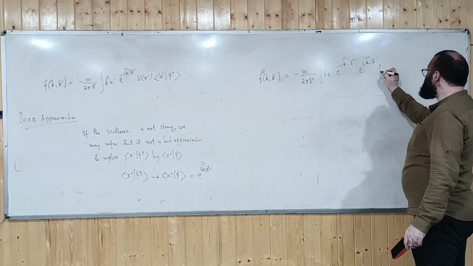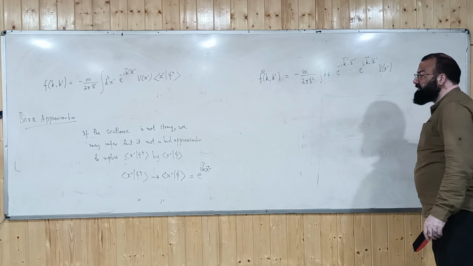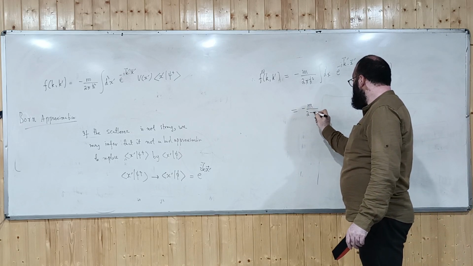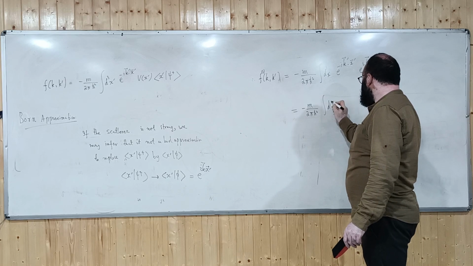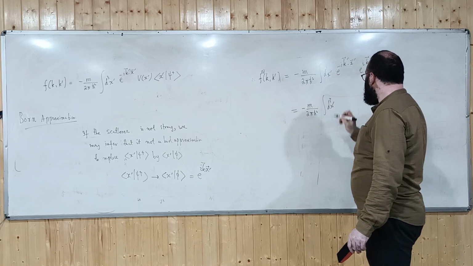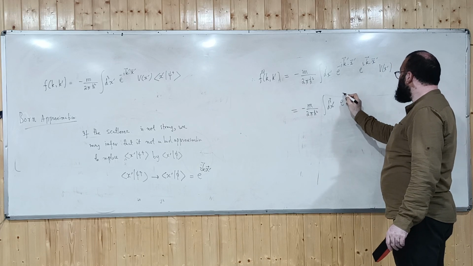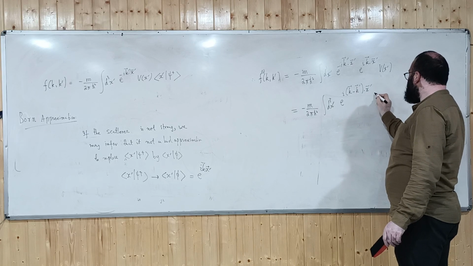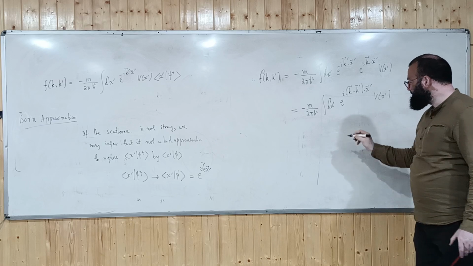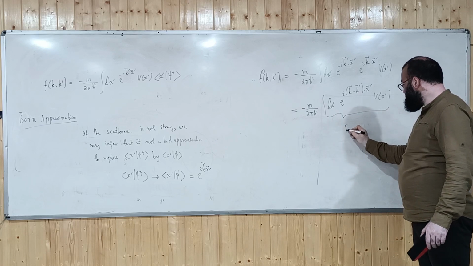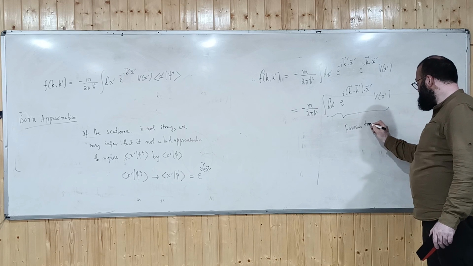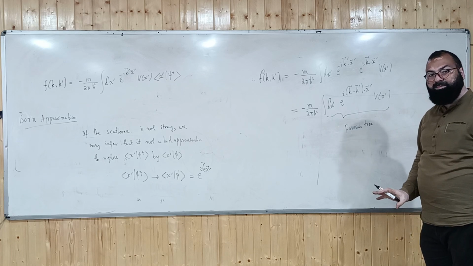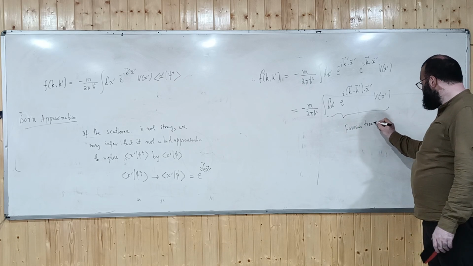So how much is that? It's minus m divided by 2 pi h cross squared, d3 x prime, e raised to i k minus k prime dot x prime, V of x prime. If you see, this is simply the Fourier transform of the potential. So in the first Born approximation, the scattering amplitude is given by the Fourier transform of the potential.